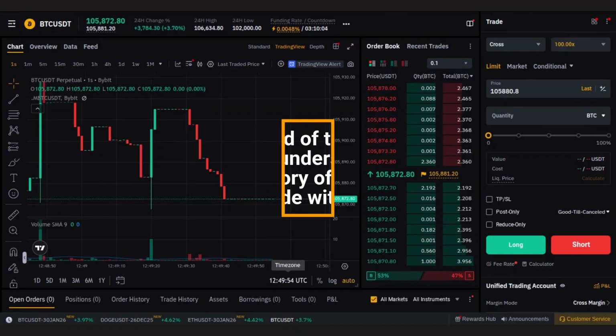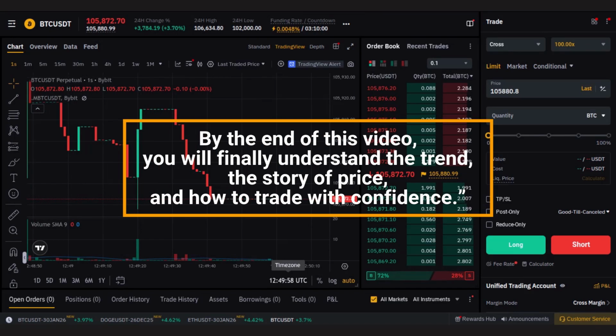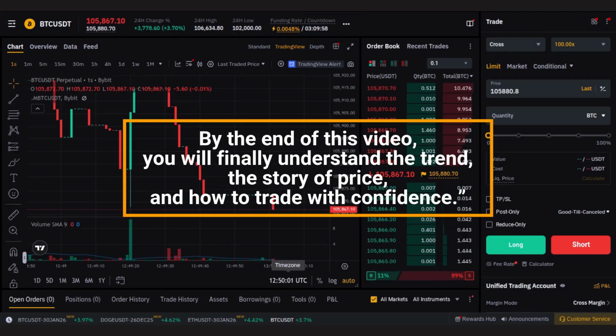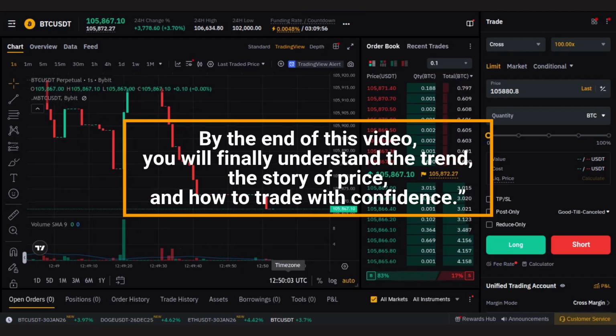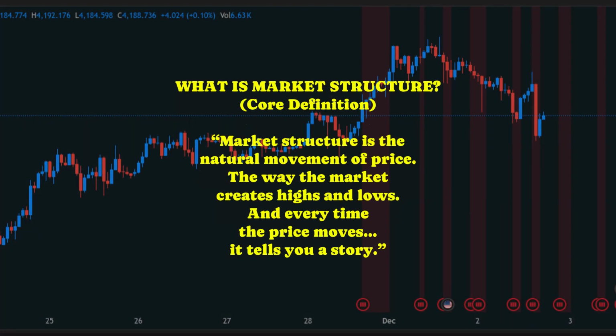Simple. Clear. No confusion. By the end of this video, you will finally understand the trend, the story of price, and how to trade with confidence. What is market structure? Market structure is the natural movement of price. The way the market creates highs and lows. And every time price moves, it tells you a story.